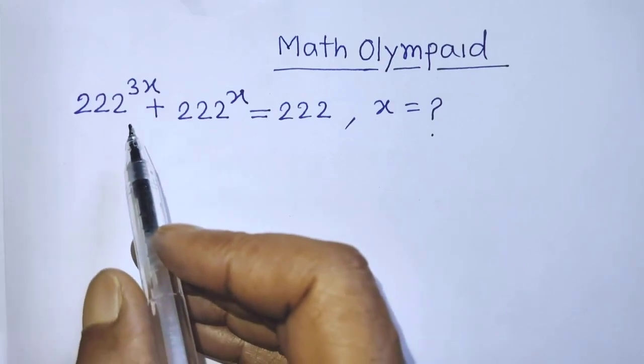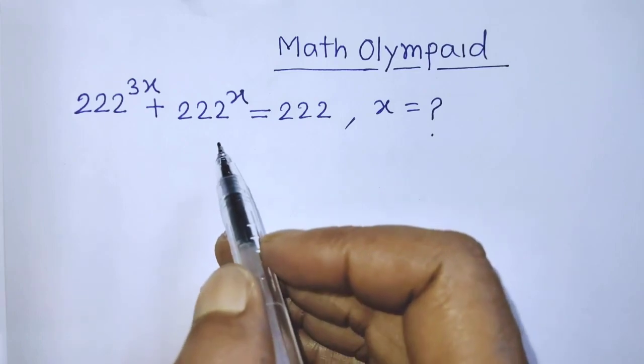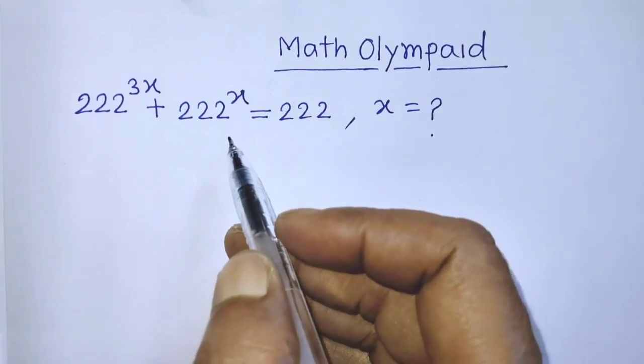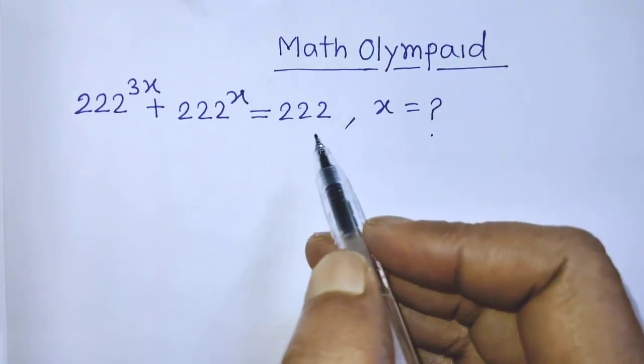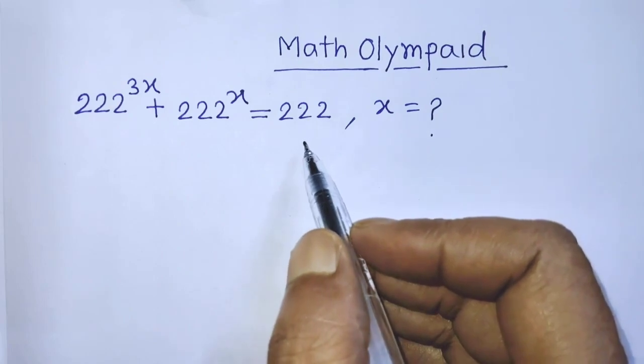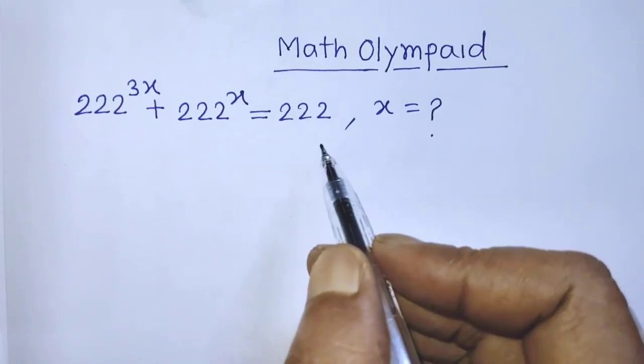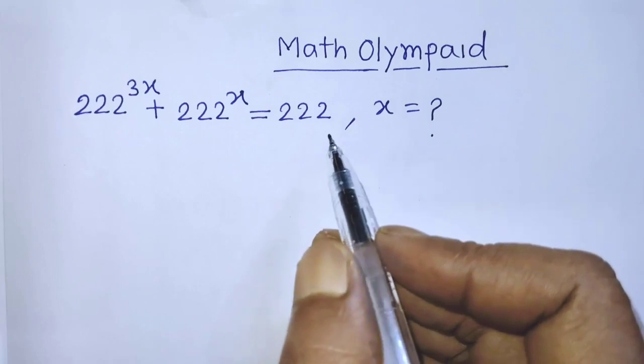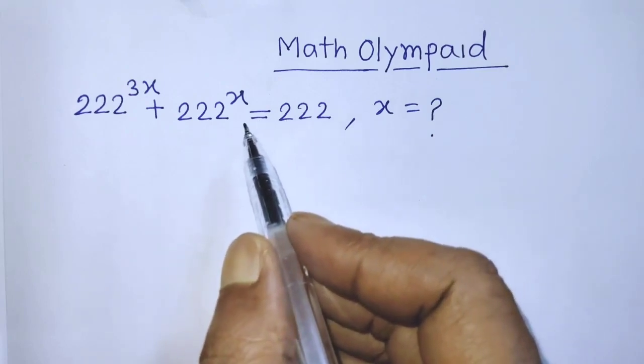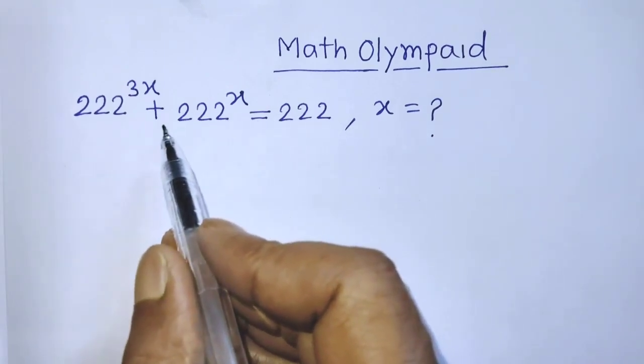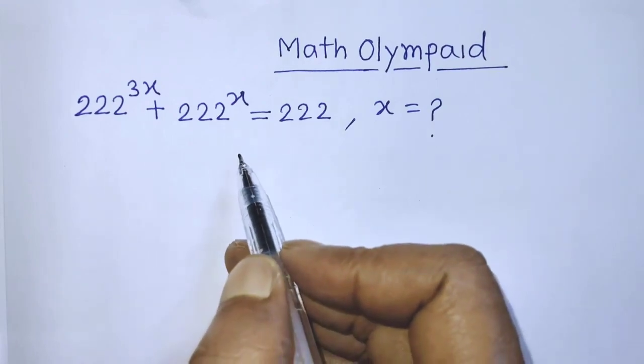(222)^(3x) + (222)^x = 222. So guys, today I am telling you how to find the value of x from this algebraic equation.